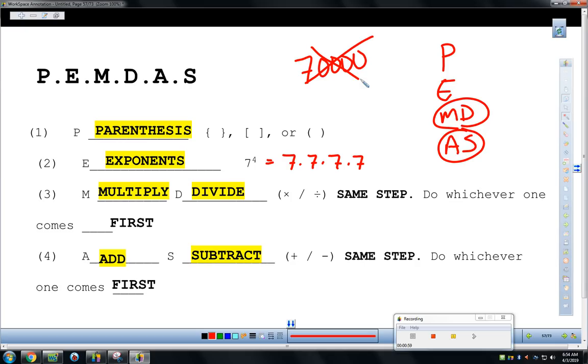When you come to multiplication and division, this is where things get a little bit tricky, because we're going to do whichever one comes first as you read from left to right. Same thing with addition and subtraction. It's whichever one comes first as you read from left to right.